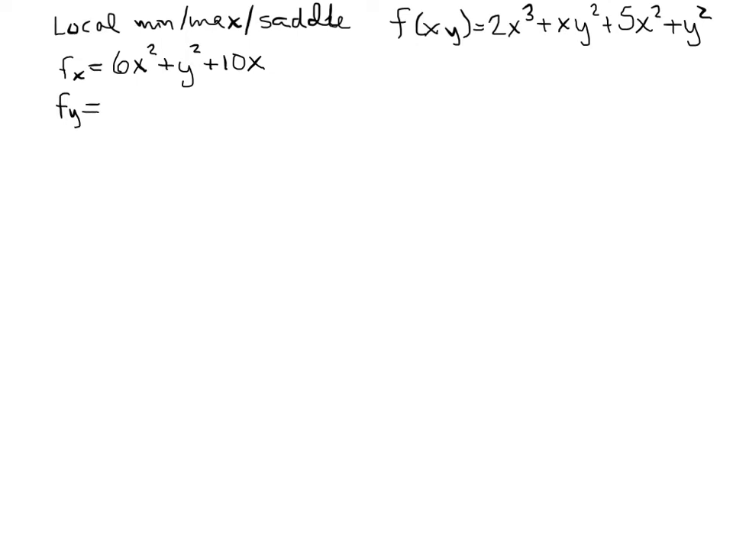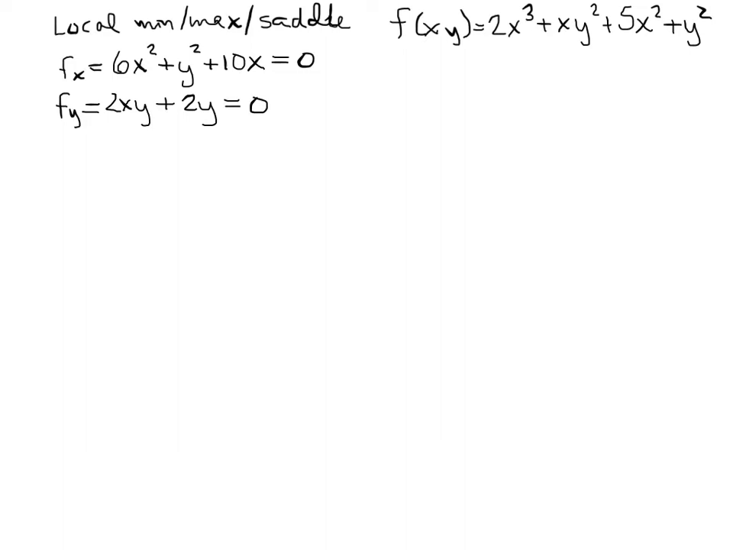Now the partial with respect to y, the first term has just an x, so that's going to be a constant, which will go to 0. The second term has a y in it, so let's bring that 2 down in front. x stays as x, and then we'll have y to the first power. That third term has x's, that's going to go to 0. And the fourth one, we'll take the derivative of that and get 2y. All right, so we're going to set these both equal to 0.